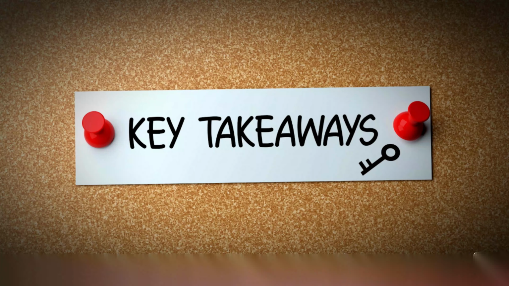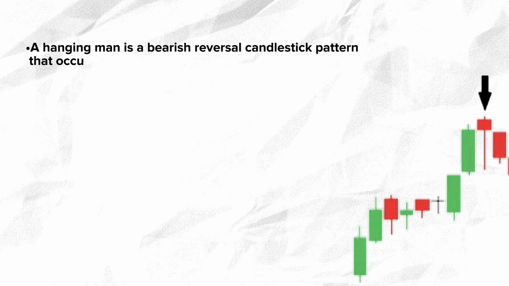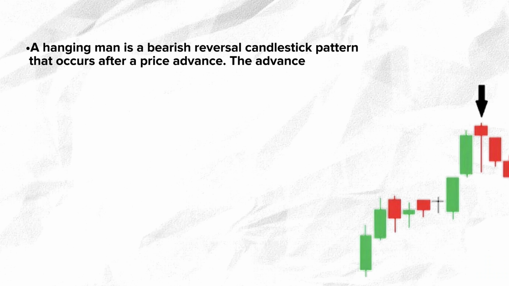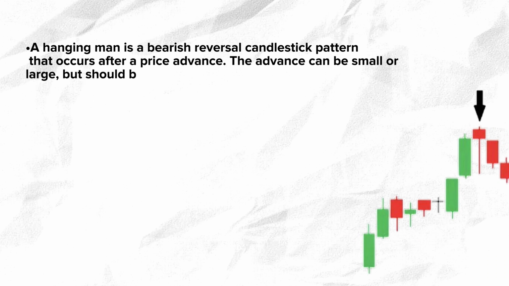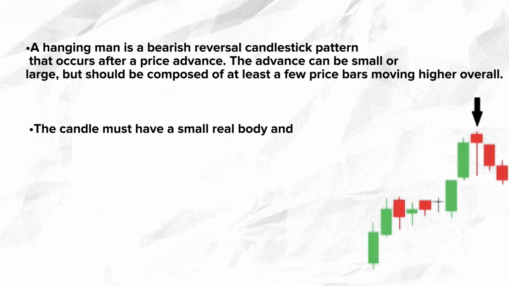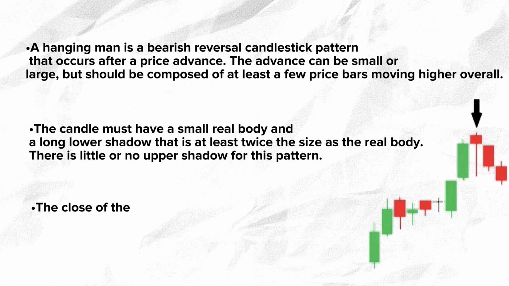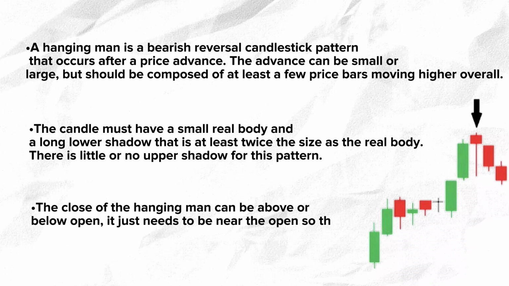A hanging man is a bearish reversal candlestick pattern that occurs after a price advance. The advance can be small or large, but should be composed of at least a few price bars moving higher overall. The candle must have a small real body and a long lower shadow that is at least twice the size of the real body. There is little or no upper shadow for this pattern. The close of the hanging man can be above or below the open. It just needs to be near the open so the real body is small.